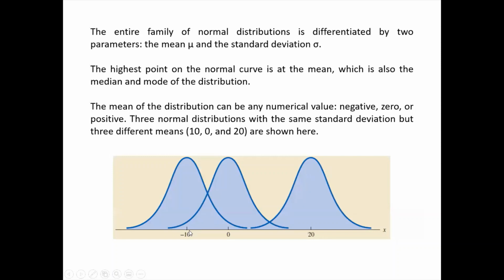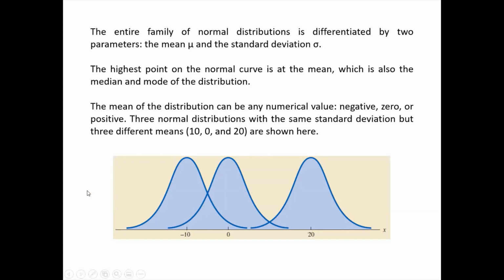And then, why are mu and standard deviation both important? If mu is different, if the mean itself is different, the distributions can have identical behavior, but they are not the same distributions because the mean value is different. So the entire family of normal distributions is differentiated by two parameters, which are mu and standard deviation. Both are very important. The mean of the distribution can be a numerical value, negative, 0 or positive.